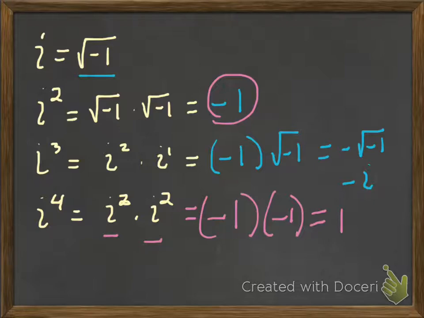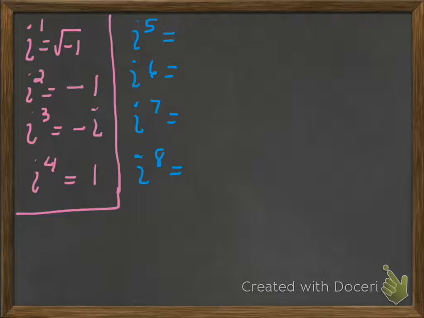So let's look at some further higher order exponents. So notice that here's originally what we had as our beginnings, and then we moved to I to the fifth, which would be I to the fourth times I to the first. I to the fourth we know is 1, and I to the first is the square root of negative 1, so that is still equal to the square root of negative 1.